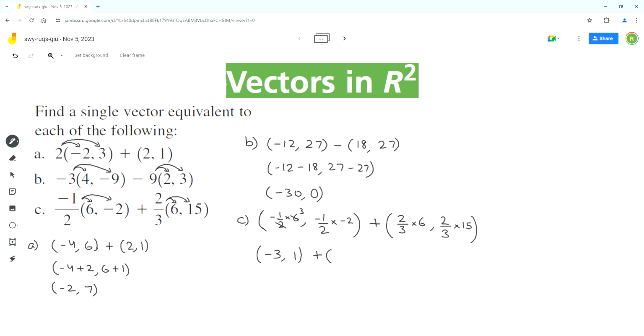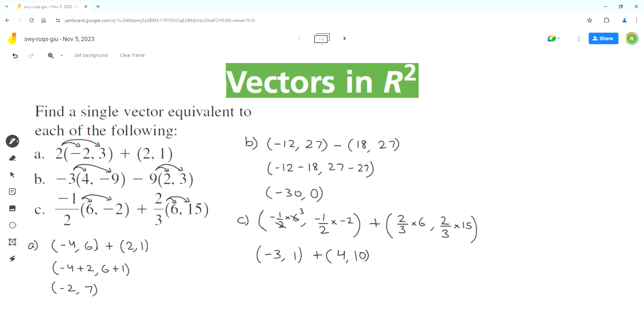And 2 over 3 times 6 will be equal to 4 because 2 times 6 is 12 and 12 divided by 3 is equal to 4. And 2 over 3 times 15 is equal to 10 because if we multiply these terms, so 2 times 15 is 30 and 30 divided by 3 is 10.